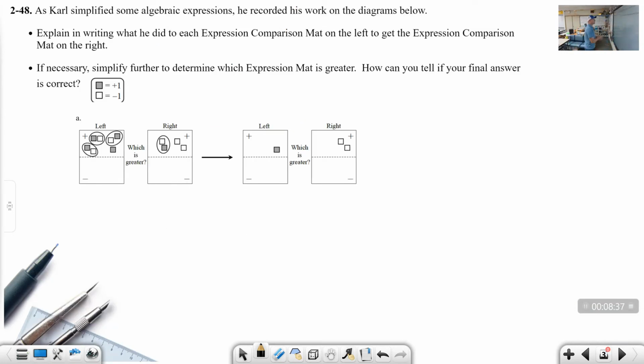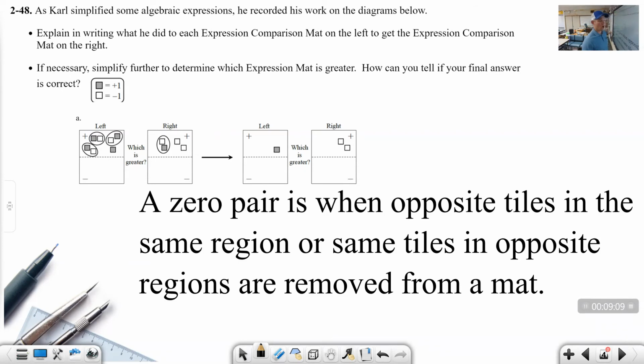As Carl simplified some algebraic expressions, he recorded his work on the diagrams below. Explain in writing what he did to each expression mat on the left to get the expression comparison mat on the right. So here's what I noticed. I noticed that Carl circled these. What are those called? Opposite tiles in the same region? Those are called 0 pairs. Notice, gone, gone, gone. And then he simplified it so that the 0 pairs were gone.